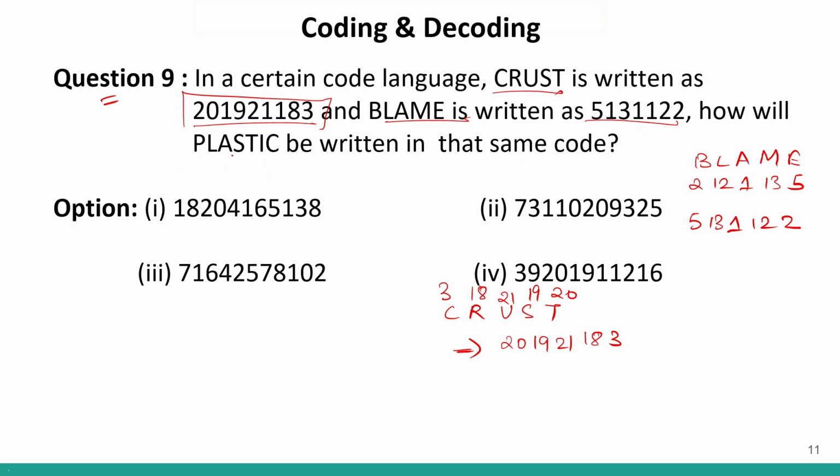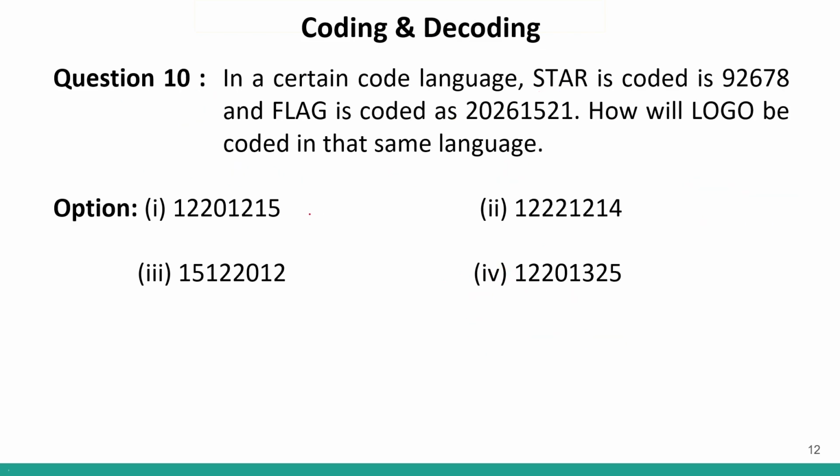For plastic, if I write the forward ranks, for P it is 16, L is 12, A is 1, S is 19, T is 20, I is 9 and C is 3. If I write them in reverse, it will be 3, 9, 20, 19, 1, 12 and 16. This will be the reverse order. This is given in option number 4. So option number 4 will be the correct answer to this question. Clear? Now, moving on to question number 10.